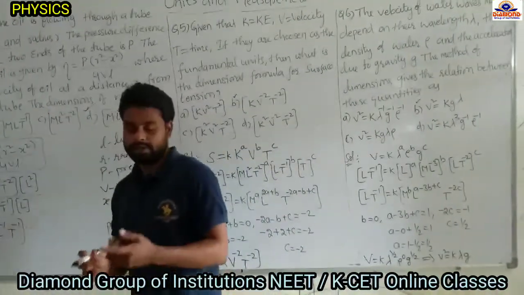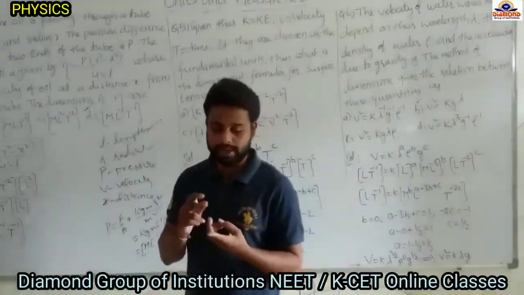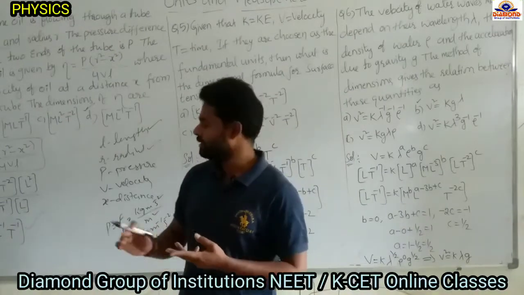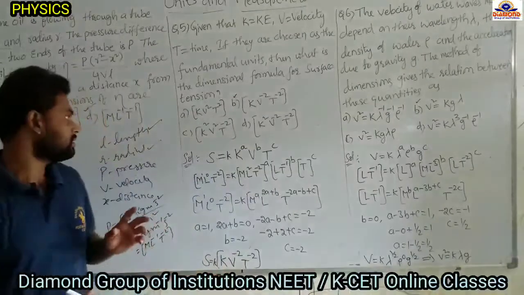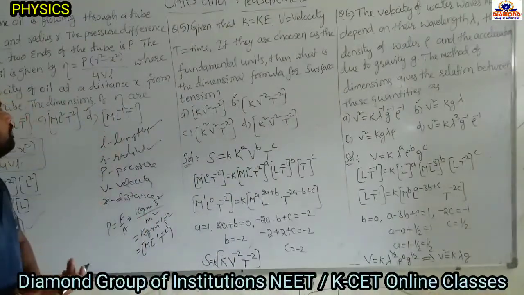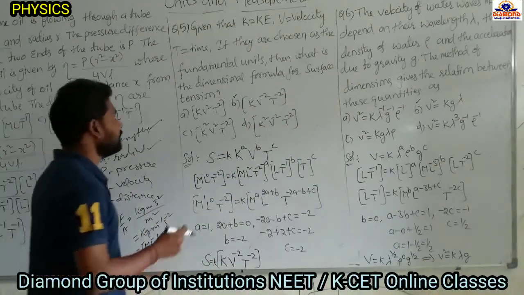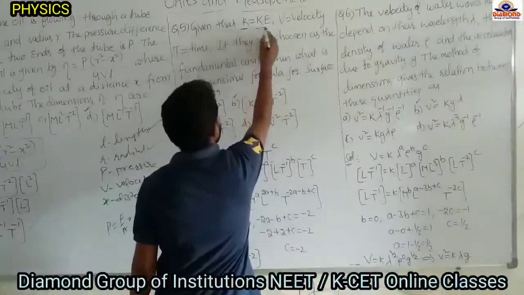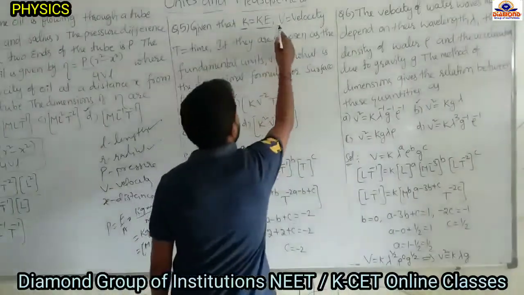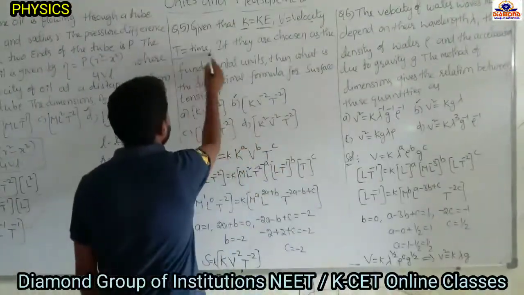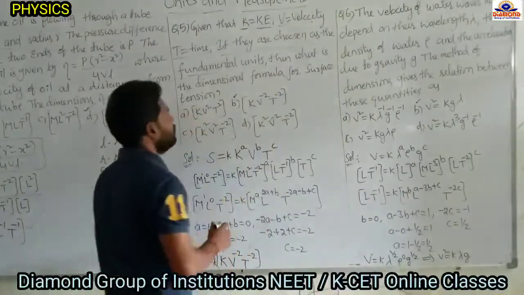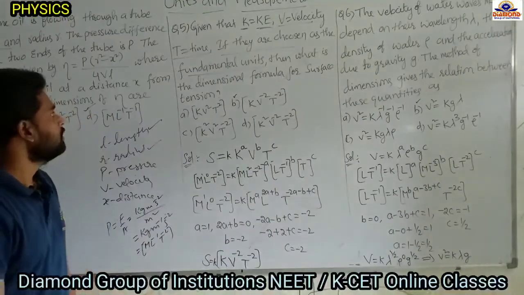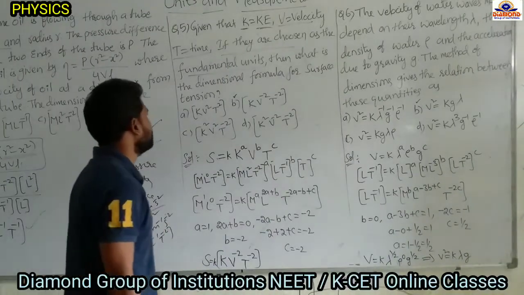So you have to remember at least force's dimensional formula and energy's dimensional formula, then you can get the maximum quantities' dimensional formulas very easily. Okay, next method. Given that K is the kinetic energy, symbol V indicating the velocity, T indicating the time. If they are chosen as the fundamental units, then what is the dimensional formula for surface tension?